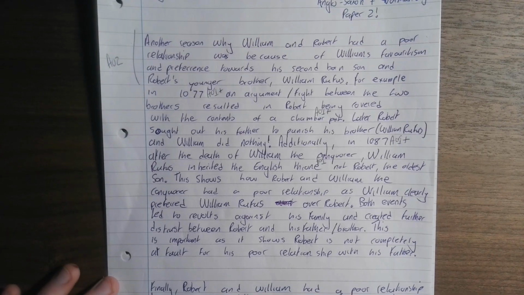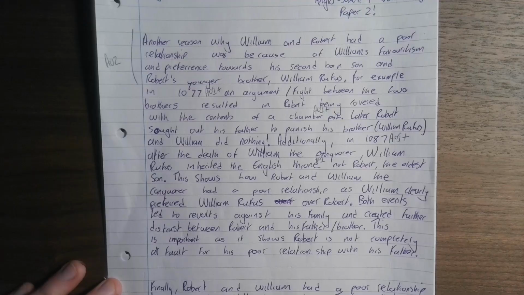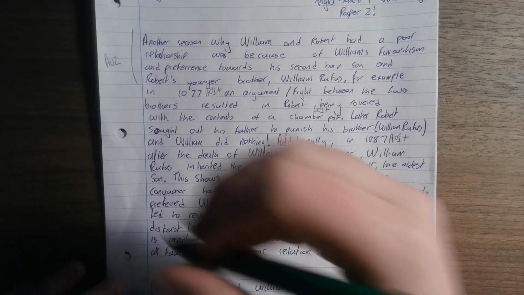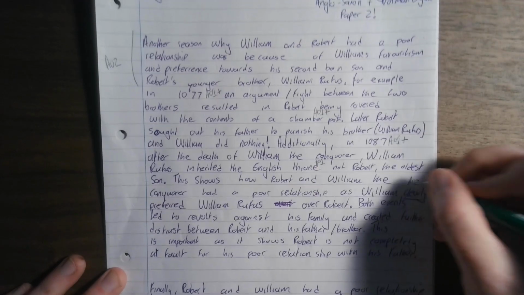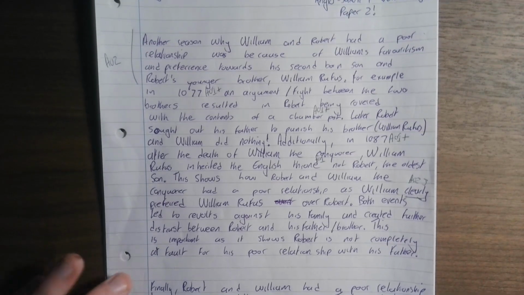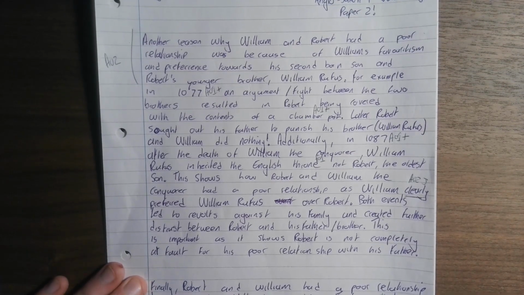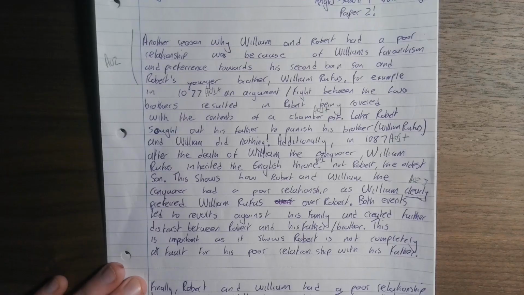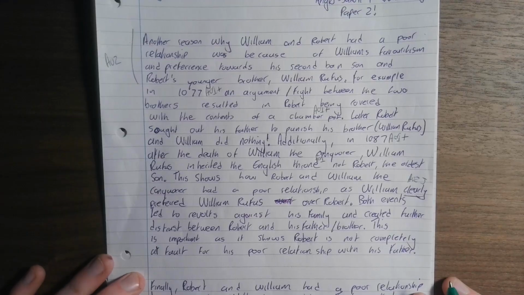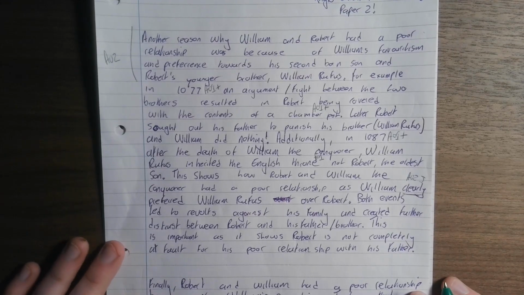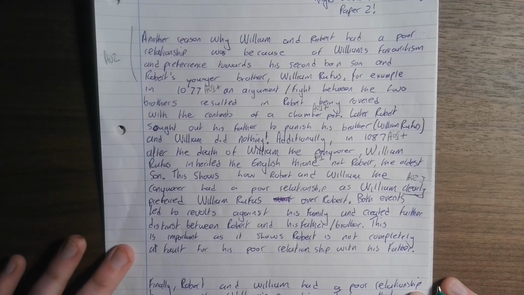This shows how Robert and William the Conqueror had a poor relationship, as he clearly preferred William Rufus. And I like this use of the word clearly here, and I might use that to demonstrate AO2J, as there's a preference there, isn't there? What I've done there is I've demonstrated how important that reason is over other reasons, just by using the word clearly. Both events led to the revolts against his family and created further distrust between his father and brother.